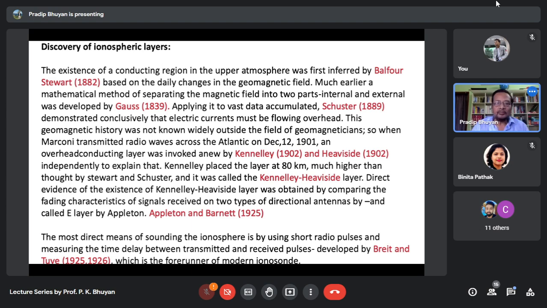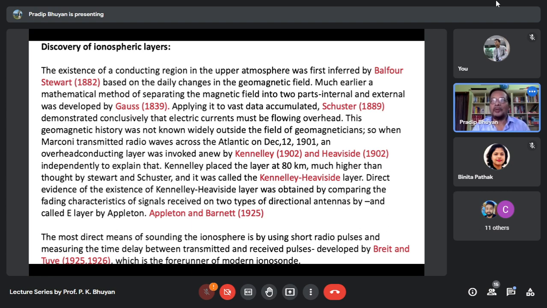Now, when this was theorized, because Appleton and Barnett saw it from the experiments, and then they theorized, they thought that it should be possible, and there should be an E layer.